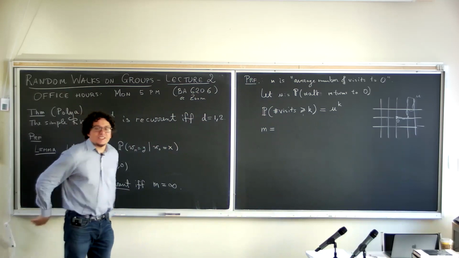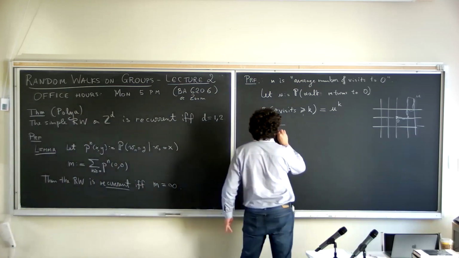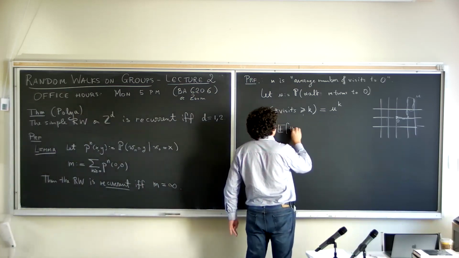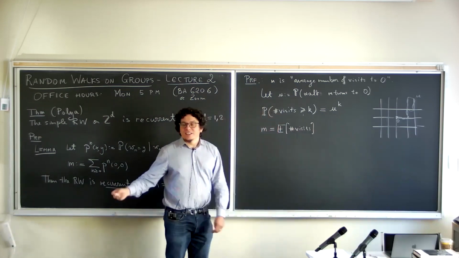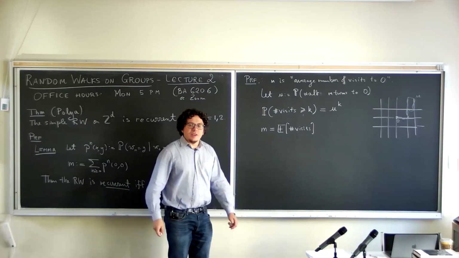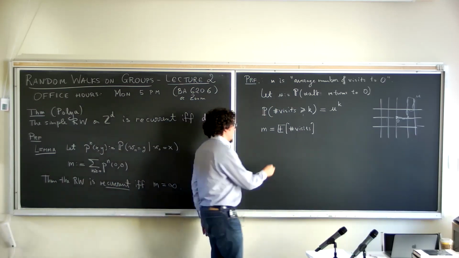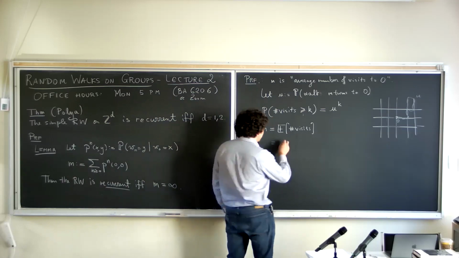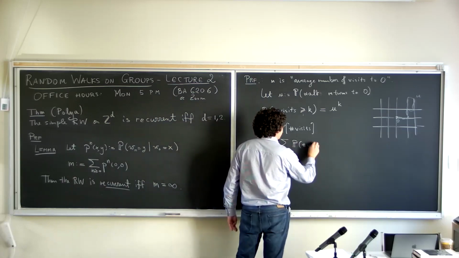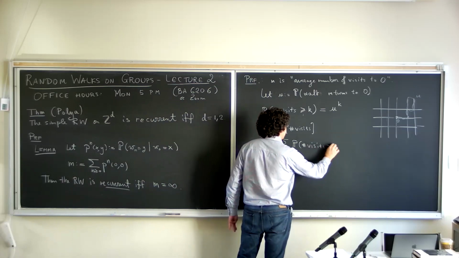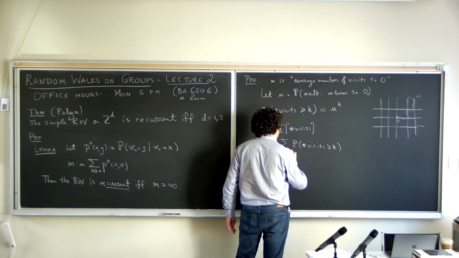So m is the expectation of the number of visits, right? Expectation of the number of visits. So it's an integral. And now my favorite way to write an integral, and many people's favorite way, is the sum of the probabilities that this variable is at least k. So for each k.